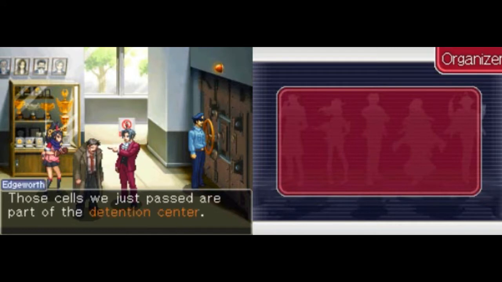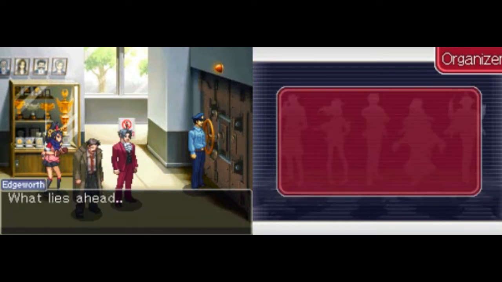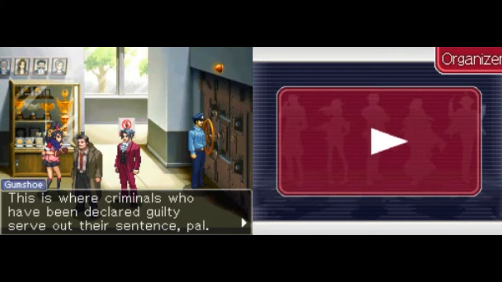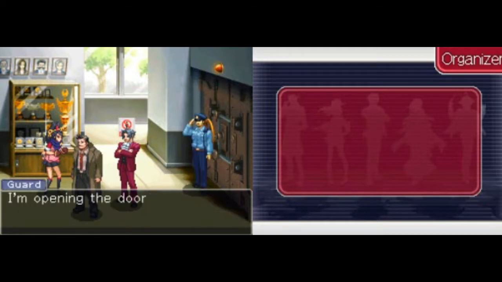Those cells we just passed are part of the detention center. They're used for holding suspects temporarily while they await their trial. What lies ahead is a facility that serves a completely different purpose. This is where criminals who've been declared guilty serve out their sentence, pal. It's the one place a great thief does not want to end up, Kay. I'm opening the door now. Please follow me.